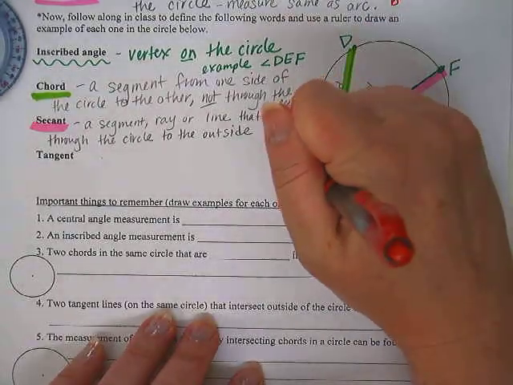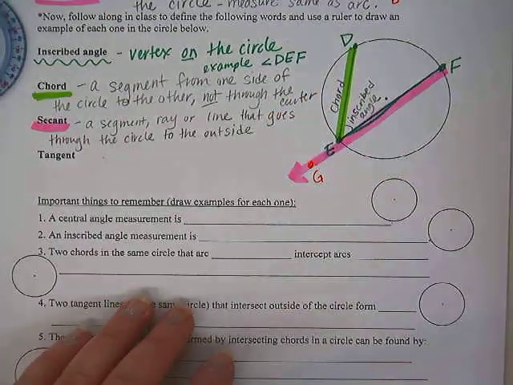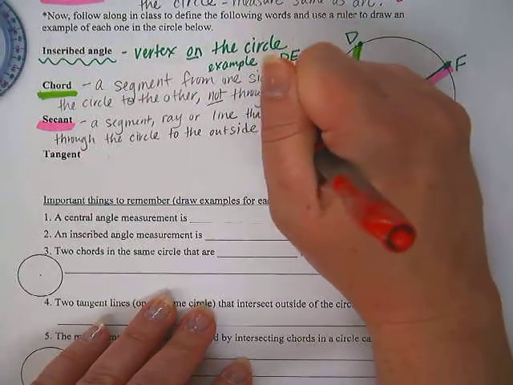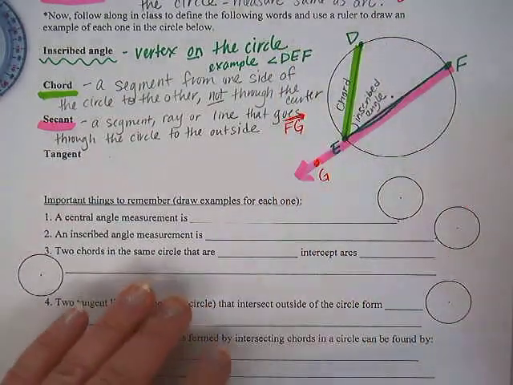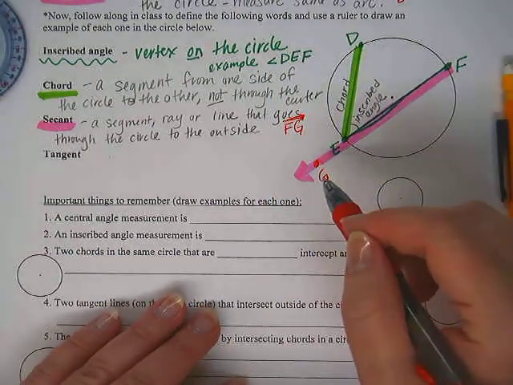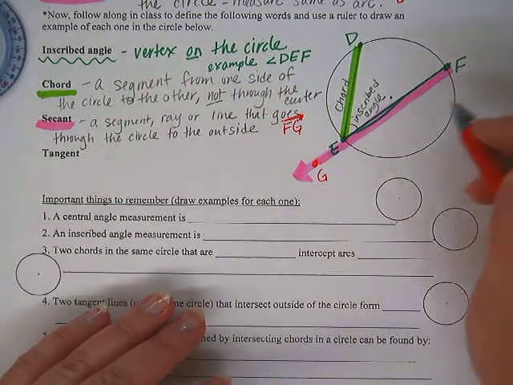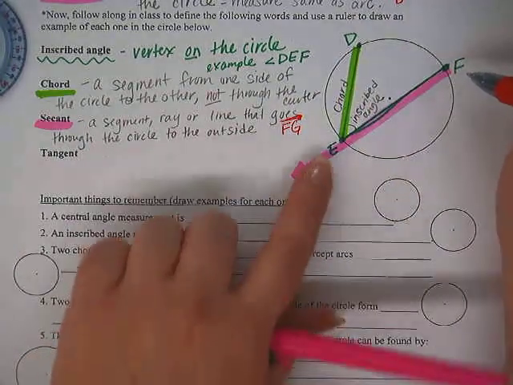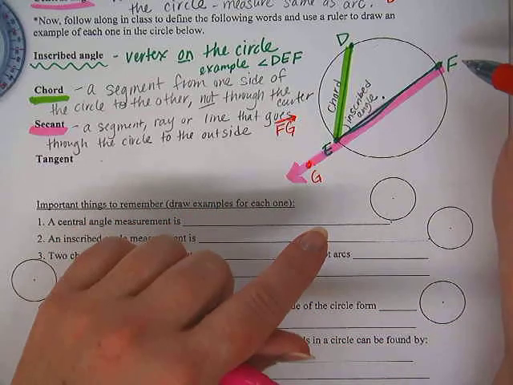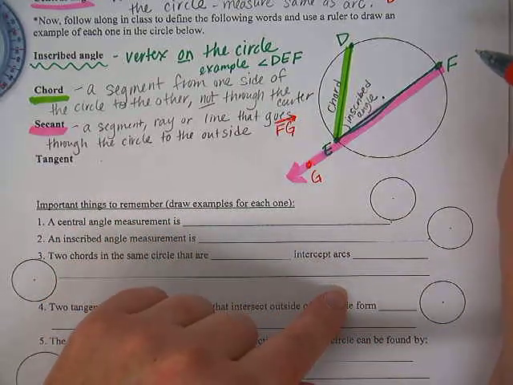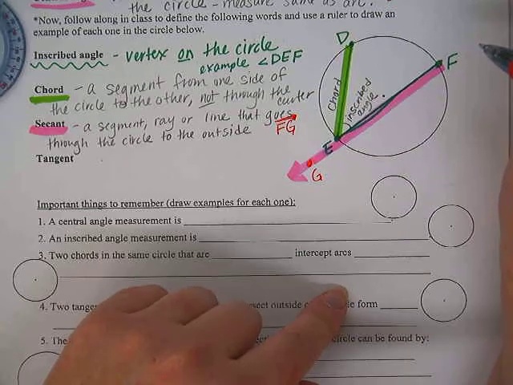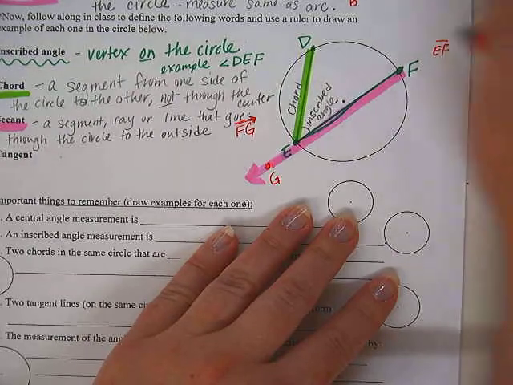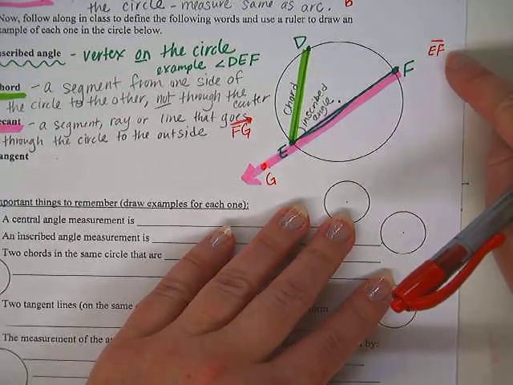Okay? So I'm actually going to turn this piece of our inscribed angle into a secant with a ray that's going outside of the circle. So I'm going to name another point out here. I'm going to call it G. So ray FG is a secant because it actually goes outside of the circle. Now what if I just talk about from E to F? What if I do a segment and I just say EF? Is that a secant or a chord?